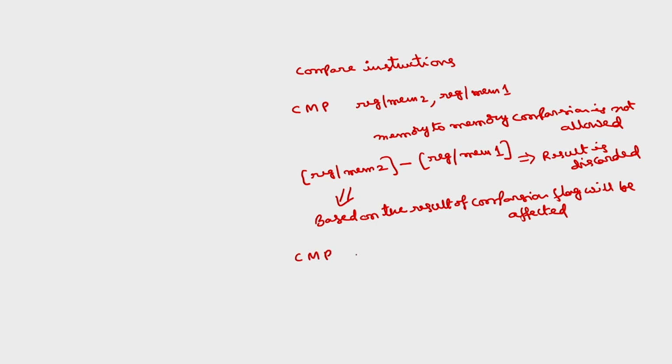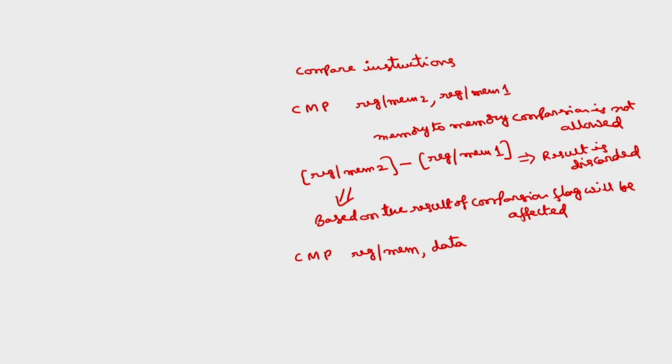The second compare instruction is register/memory contents with data. So, we can give an 8 bit register or 16 bit register, and memory can be either byte or word. We have to use correspondingly the data, which can be 8 bit or 16 bit. If you give an 8 bit register, data also should be 8 bit. If I give a 16 bit register, data must be 16 bit. If I read a byte from the memory location, data size should be 8 bit. If I read a word from the memory location, data size should be a word, which is 16 bit. So, these are about different compare instructions.